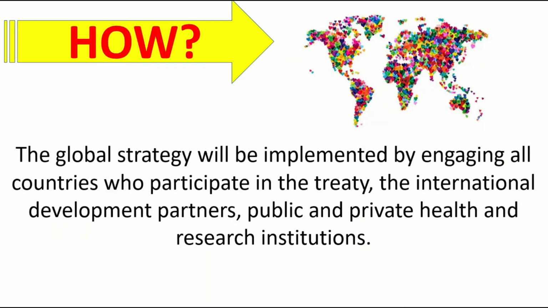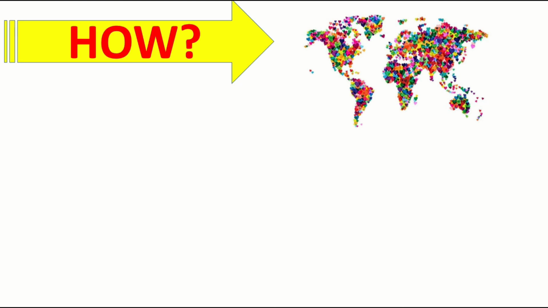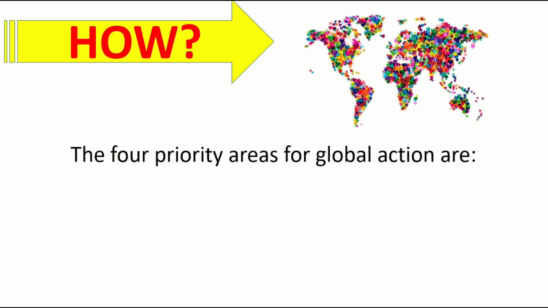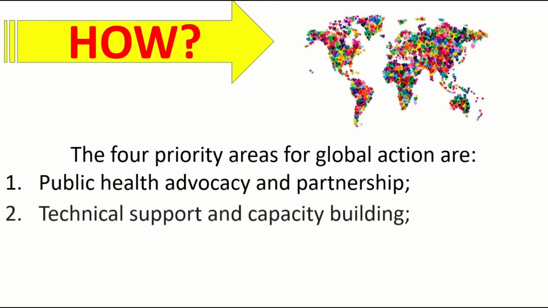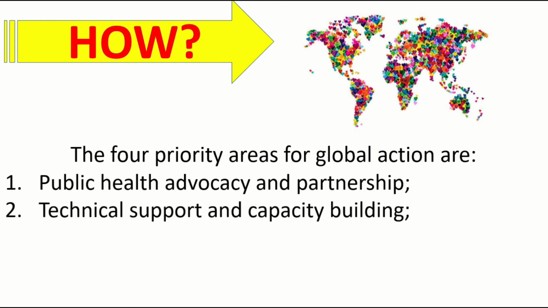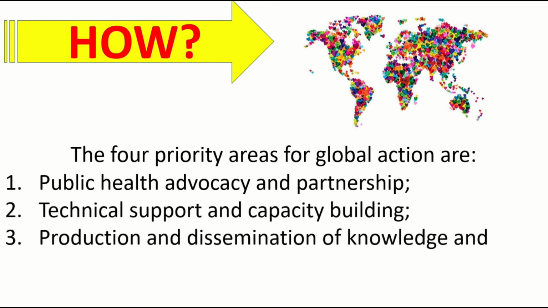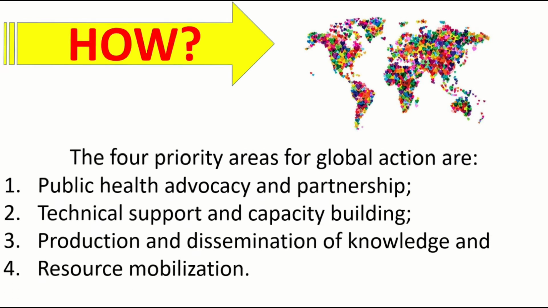The global strategy will be implemented by engaging all countries who participate in the treaty, the international development partners, public and private health, and research institutions. The four priority areas for global actions are public health advocacy and partnership, technical support and capacity building, production and dissemination of knowledge, and resource mobilization.